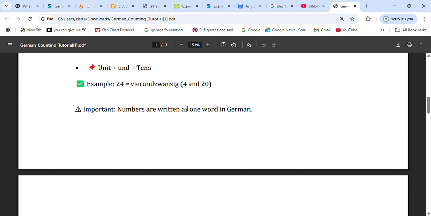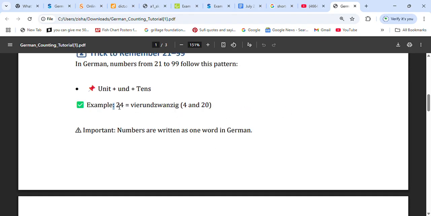So it is clear, in German the numbers are always written as one word. Okay, and it is 24. So what is the trick to write or speak 24 in German? Firstly we speak the very first number, the unit number, which is 4. So 4 we write vier in German, and then we add und, which means and. Then 20, which is called zwanzig. So it will be vierundzwanzig.